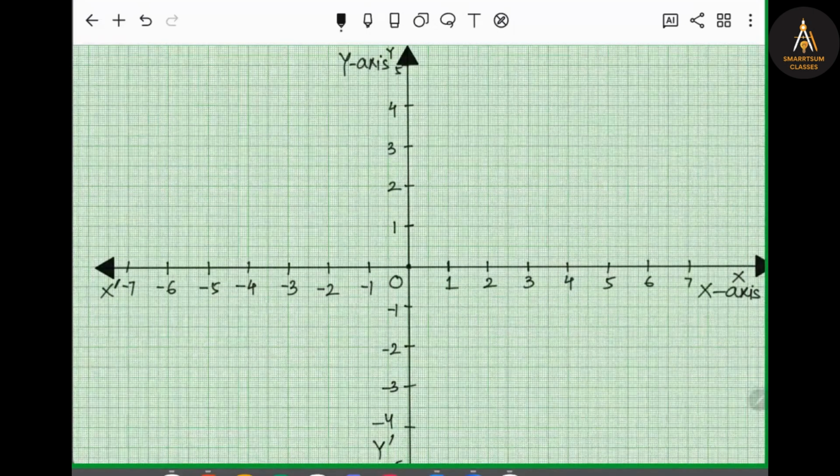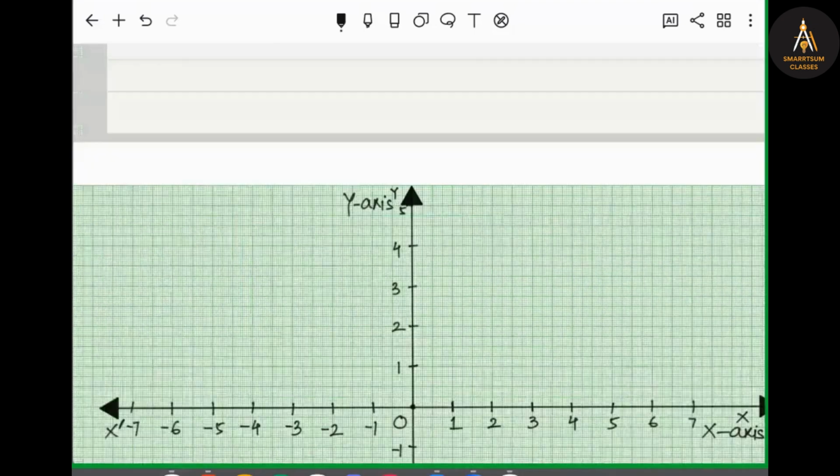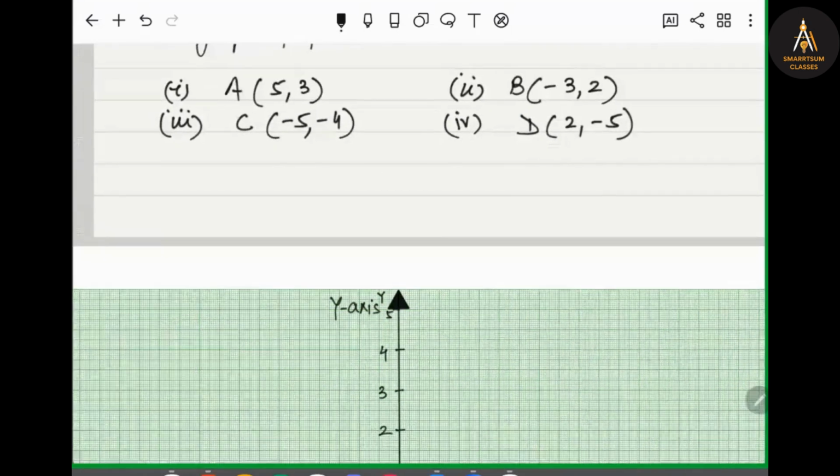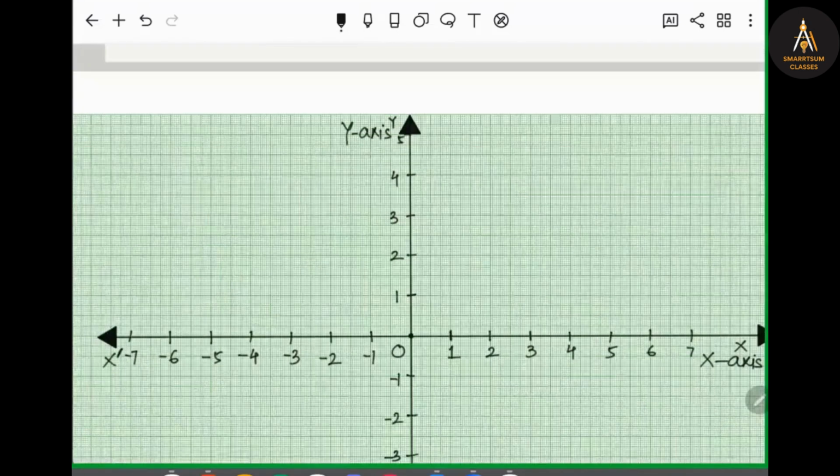Now, here we can change the coordinate of D point, as I'm not able to plot it. I do not have that scale, so I'm writing here -5. You can change accordingly. If you have the scale, then you can plot that D point.